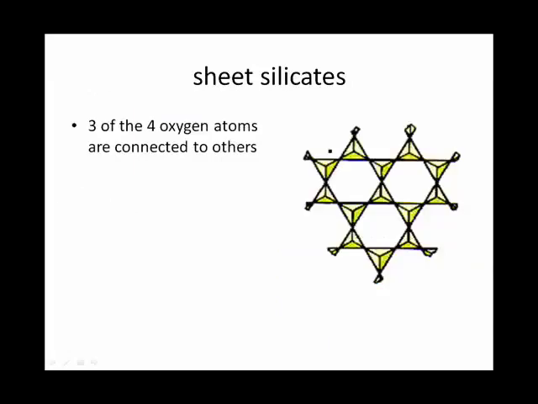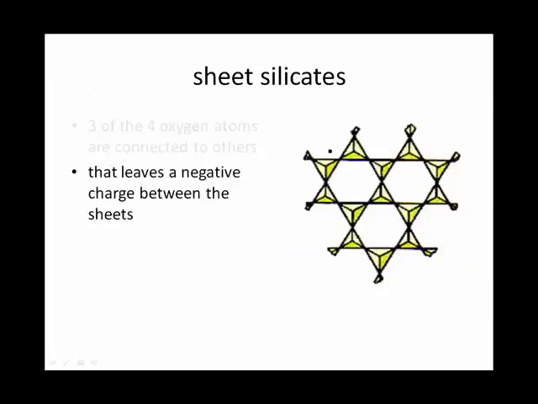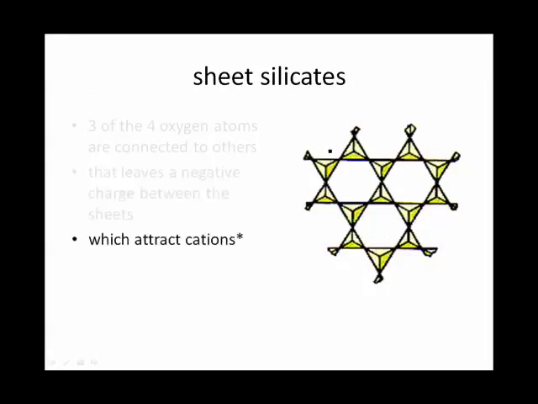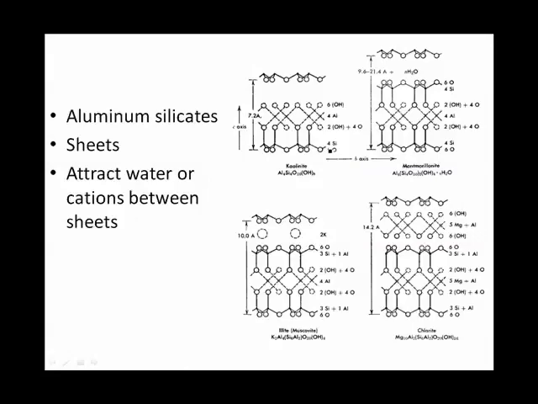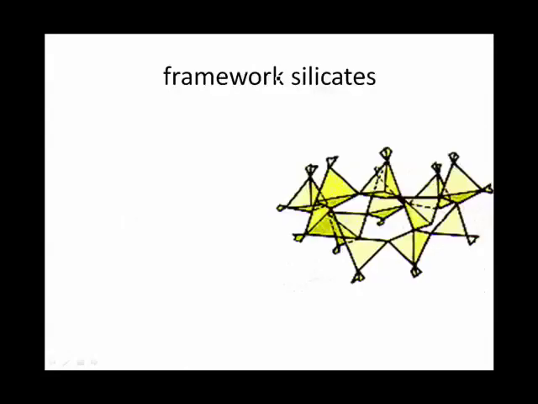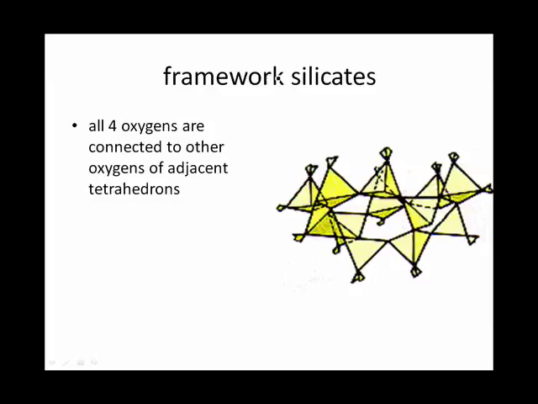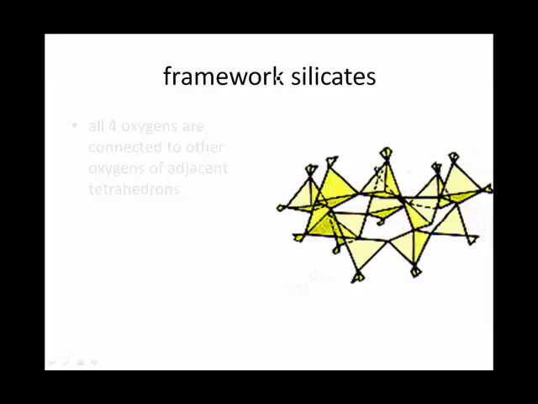So the sheet silicates have 3 out of every 4 oxygen atoms connected to others, but that still leaves a negative charge between the sheets, and that's why they will attract cations as well as water. Finally, we have the framework silicates, in which the silicon tetrahedrons are connected in all 4 directions. Every oxygen is part of 2 tetrahedra at the same time. Therefore, there's no need for any cations. Everyone's happy. This makes most framework silicates very, very strong.